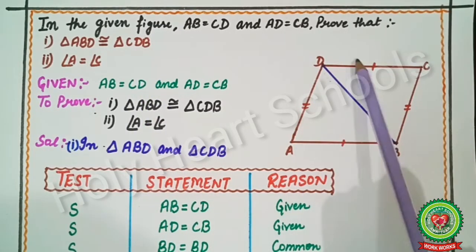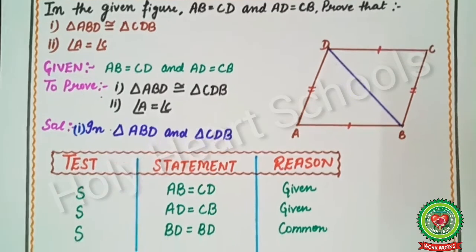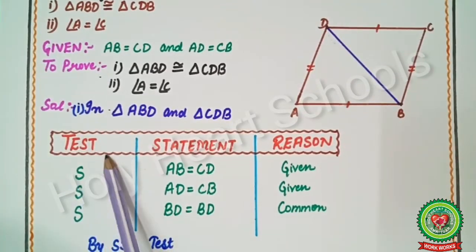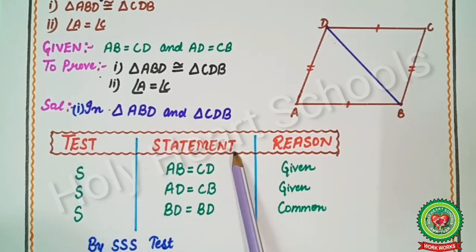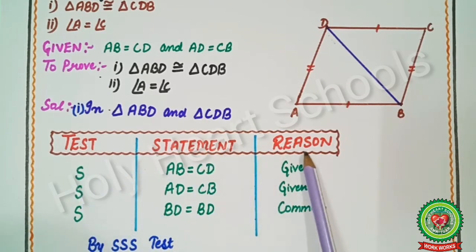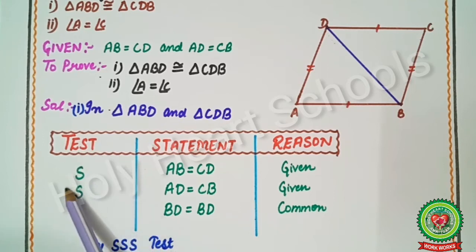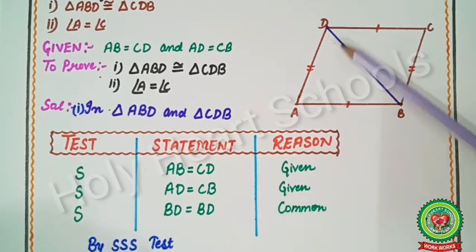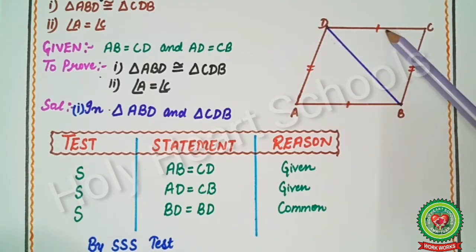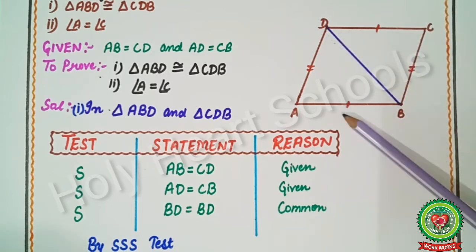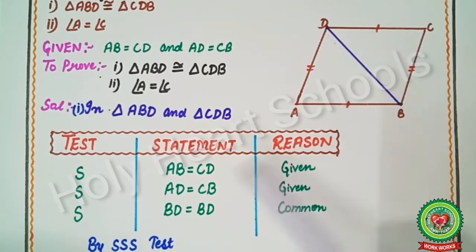These two triangles. Now what we have to do is make three partitions. In the first partition you will write test, in the second partition we will write statement, and in the third one we will write reasons. Now which test we are going to use here, we have to write over here, right? First of all, if we see this figure, you can see that AB and CD are equal, right? So we will write here AB is equal to CD. What are AB and CD? These are sides. So we will write here sides, right?